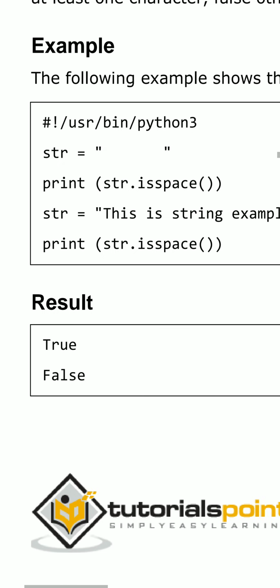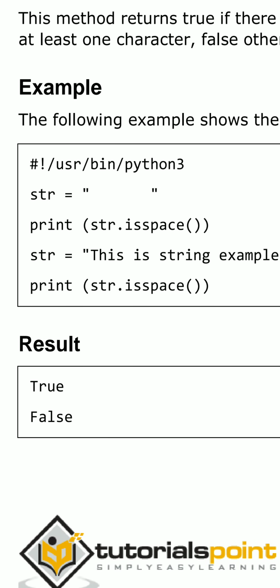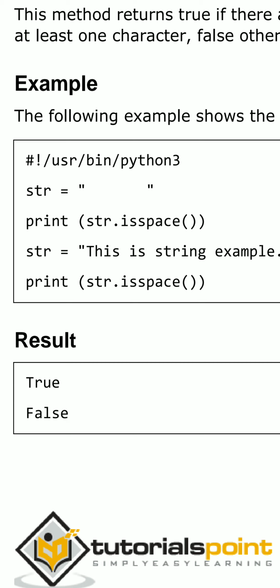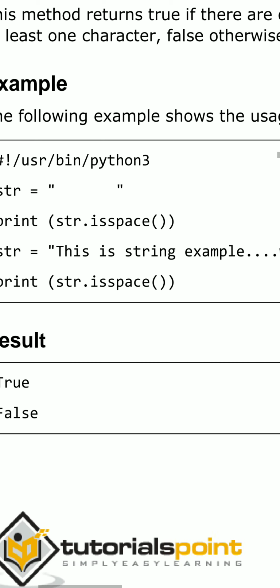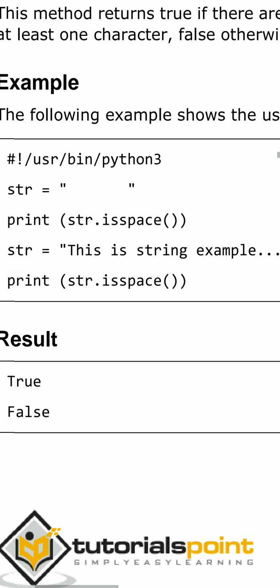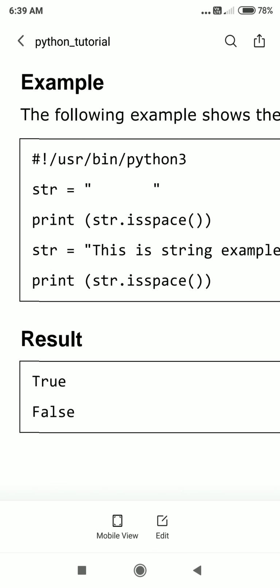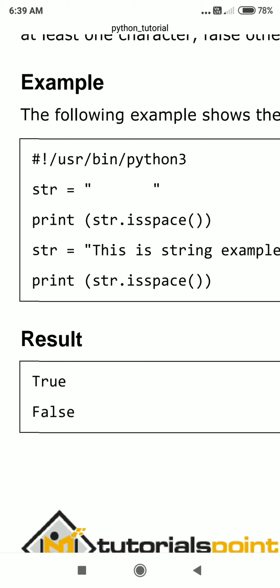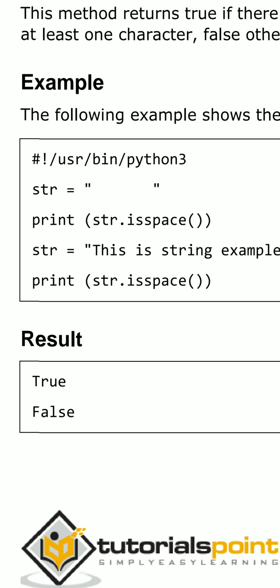So let's consider a program. Here I have taken a blank string, that means only blank spaces enclosed in double quotes, and next I am printing this string value onto the output screen by calling the method string.isspace(). Then I have taken another string, "this is a string example", and then I am printing the result by calling the isspace method. So after executing these four statements, I got the following results as true and false.